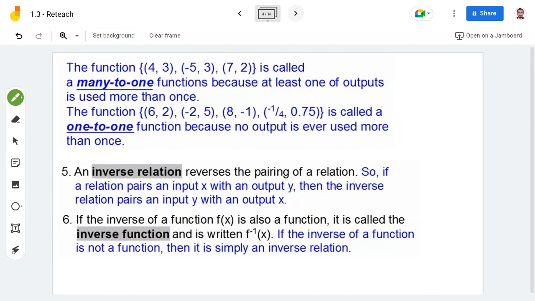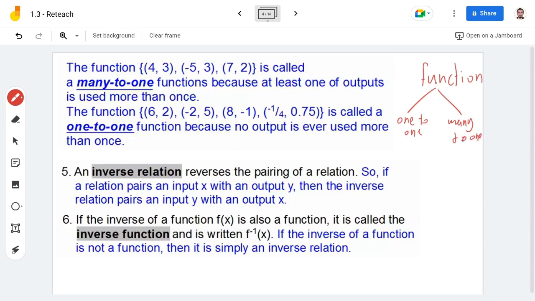Now here we have two types of functions. The function has two types. The first one is one-to-one. The second one is many-to-one.